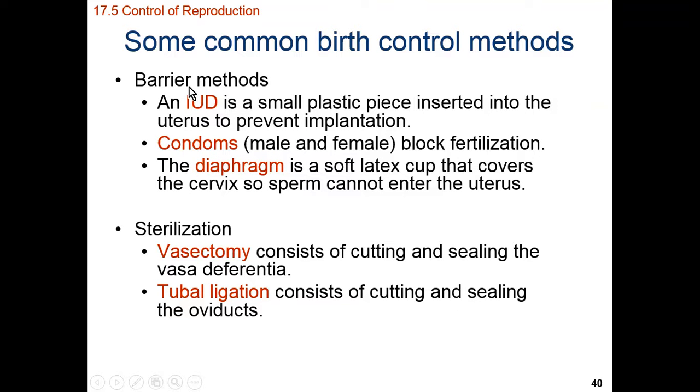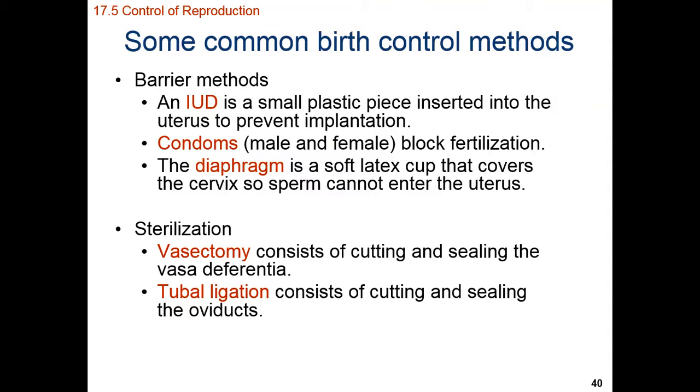As we look at our barrier-based methods, an IUD can be implanted in the uterus. Some IUDs prevent implantation. Those are going to be the copper-based IUDs. Most IUDs, though, are going to be a piece of plastic with some hormones supplementing them. And those IUDs are going to rely on preventing ovulation. We also have condoms. There are those male and female condoms. And then we also have the diaphragm, which is a latex cup that can cover the cervix and prevent sperm from entering the cervix.